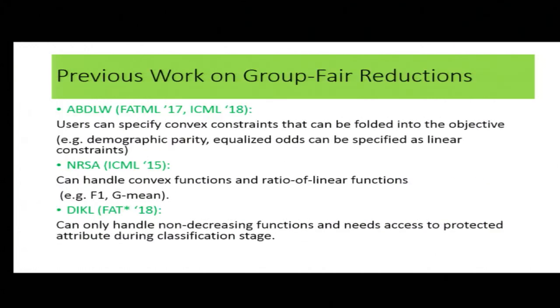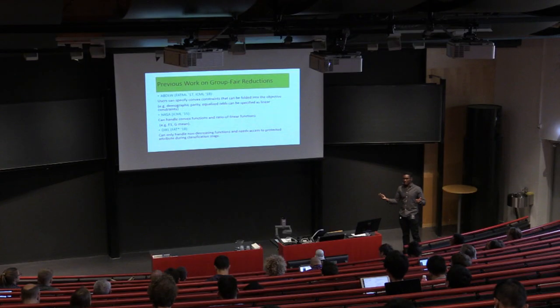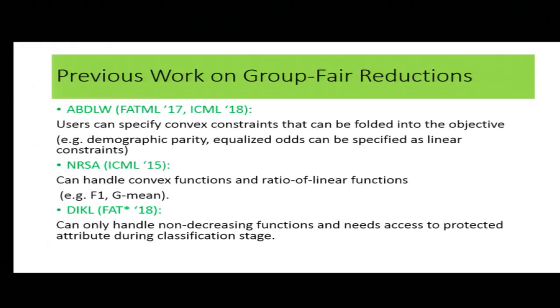All right, so our work is concerned with GroupFair reductions, by which we mean that we're trying to optimize a function f, and we reduce it to calls to a linear optimizer. And here's some previous work about it. For an ICML paper to be presented, they specify convex constraints that can be folded into the objective. And demographic parity and equalized odds, which are both GroupFair notions, can be specified like this.